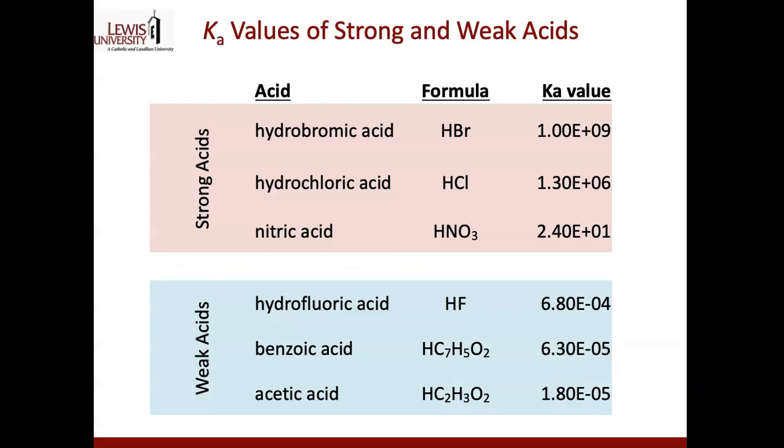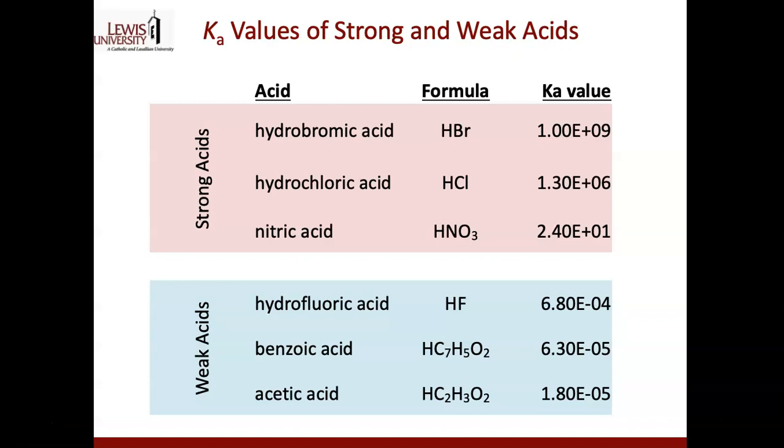So here are some Ka values for strong acids, just to give you an idea. Hydrobromic acid, really a strong acid, 1 times 10 to the 9th. So it's a very large number, favors products quite a bit. Hydrochloric acid, HCl, is a little bit weaker. It's 1.3 times 10 to the 6th.